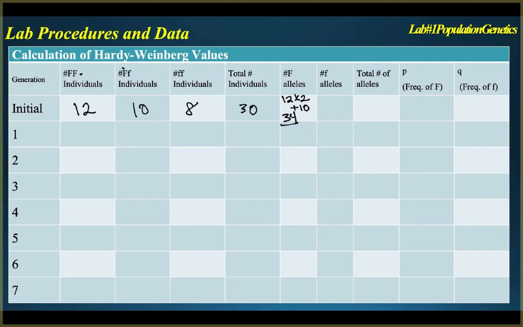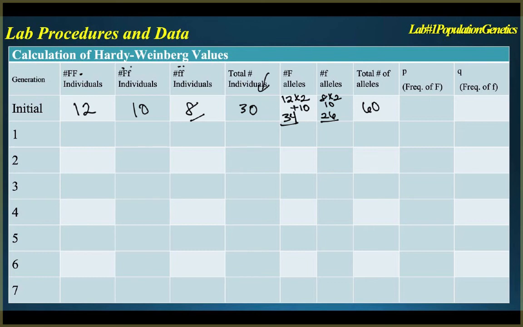alleles, big ones, right? Now, if we're looking at the lowercase, we would see that we have 8 here. There's 2. So this would be 8 times 2, which equals 16. And then again, we have 1 here, which is 10. So we'd have 26 here. Now, if we add 34 and 26, we would have 60. And you could check this out because we have 30 individuals and each have 2 alleles, so it should equal 60.